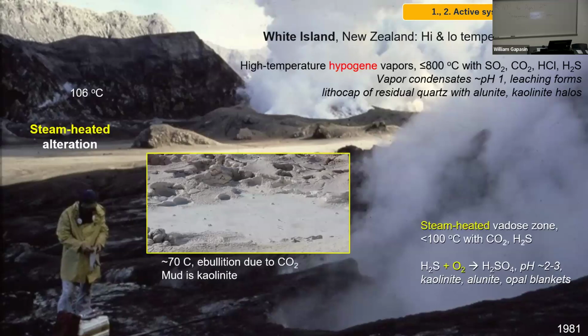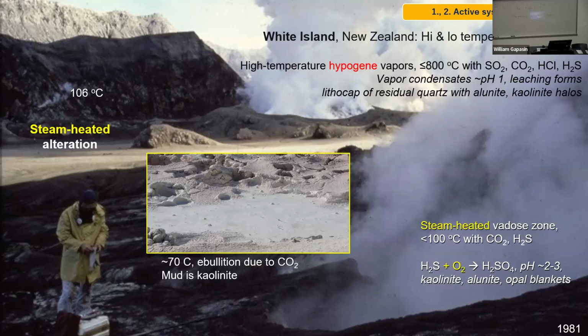And I guess this is not going to work either. Probably not. So, whereas here, this is a steam heated pool. You see this bubbling. Anybody who's been to Yellowstone, you see this bubbling, but that's not boiling. These are commonly 70 degrees, and the bubbles are CO2.